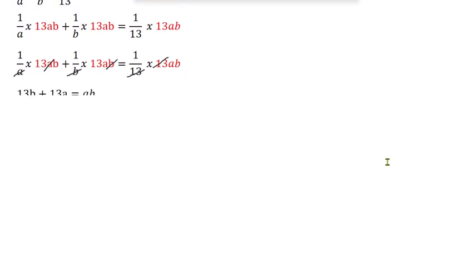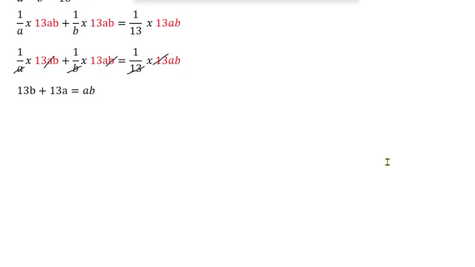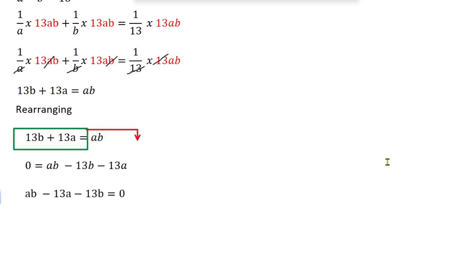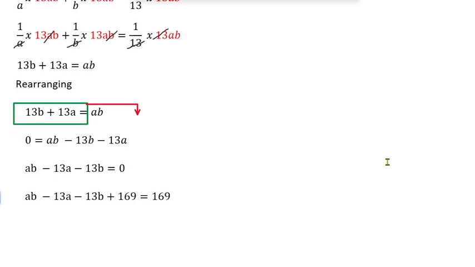That gives us 13a plus 13b equals a times b. Much, much cleaner. Step 2, we rearrange these terms to group them together. That gives us ab minus 13a minus 13b equals 0. And now for step 3, we're going to do something highly specific, kind of a brilliant move. We add 169 to both sides.